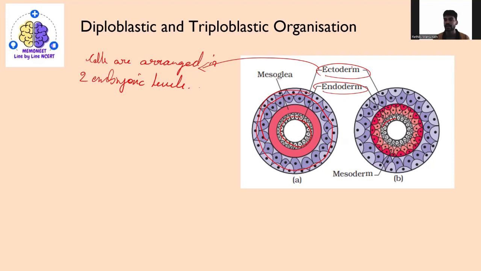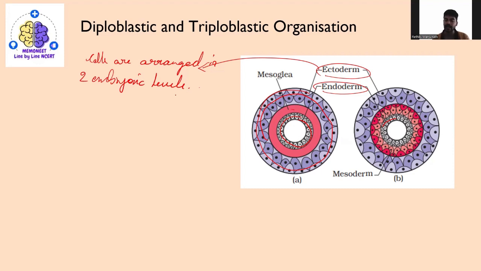So inside it is called the ectoderm. Cells are arranged in two embryonic layers. The outer one is called the ectoderm, and the inner is called the endoderm. In the middle, you will be seeing two different types. What are they?